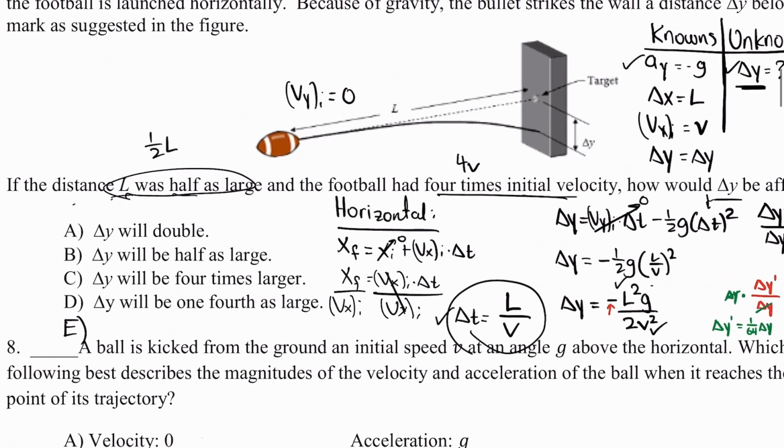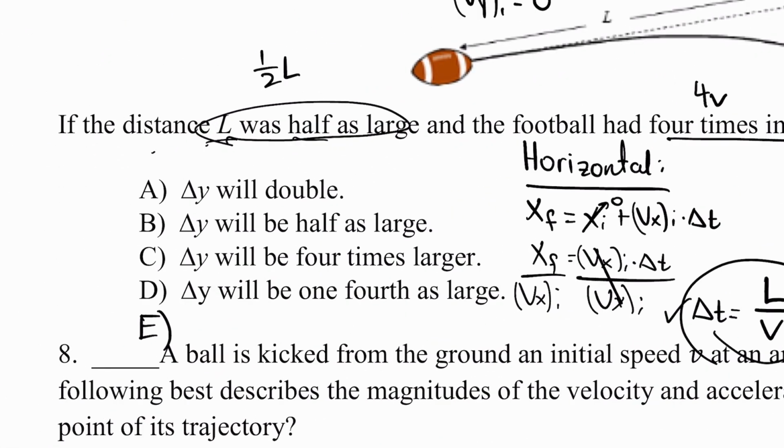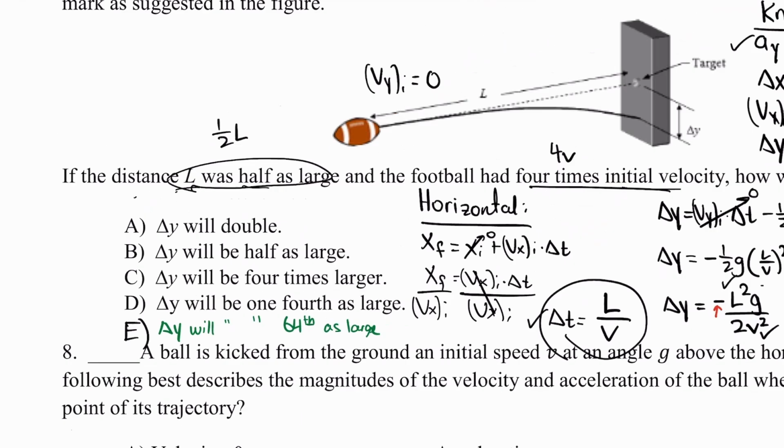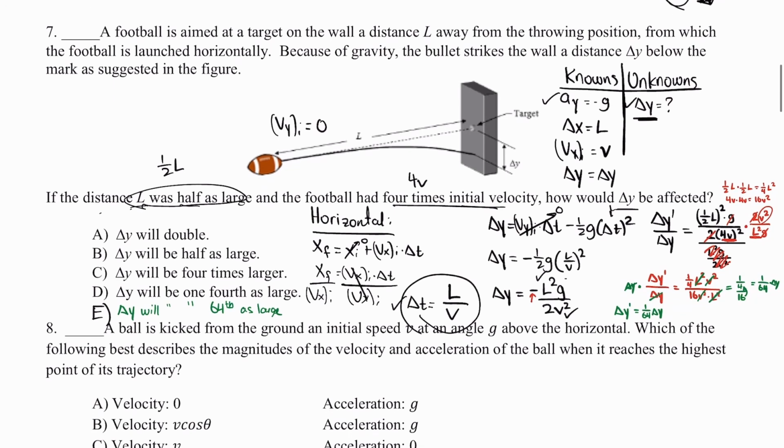Now, my answer choice is not there, so I will be creating that. Delta y will be 1/64 as large. I believe this is an error with the way the question itself is written. I believe that if we did not account for 4 times the initial velocity, you would get one of these original answers of A, B, C, and D. But I think there was just an error in the way that this problem was constructed to begin with.